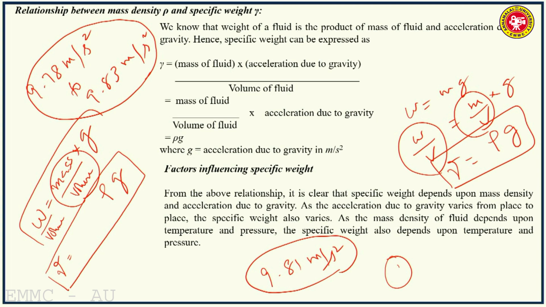Now what is the physical meaning of this g? Where is g maximum? The g is maximum at the surface of the earth. Whereas if the depth increases from the surface, suppose you are going towards the center of the earth, the g value decreases. So g is maximum at the surface. When the depth increases beneath the surface, the g value decreases.